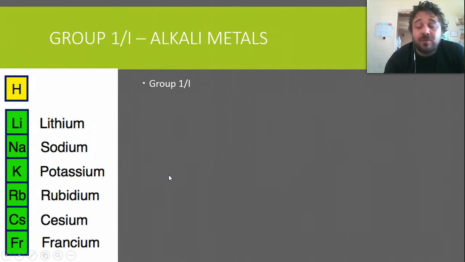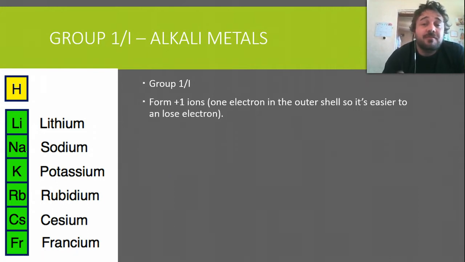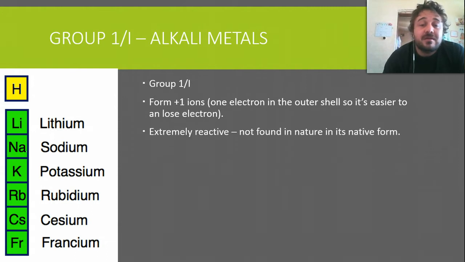Now, these are your group 1 metals. They all form +1 ions. Okay, so they have one electron in the outer shell, so it's really easy for them to lose it. This means they are all extremely reactive. They react very easily. Because of this, we don't find them in nature. They don't exist out there in their native form.